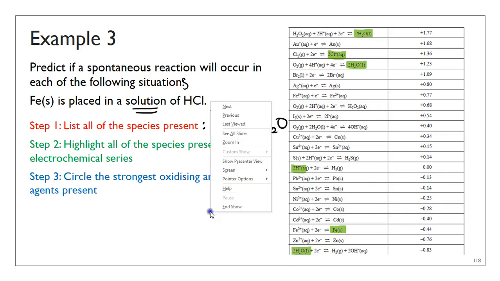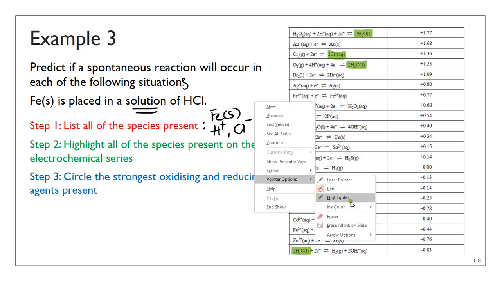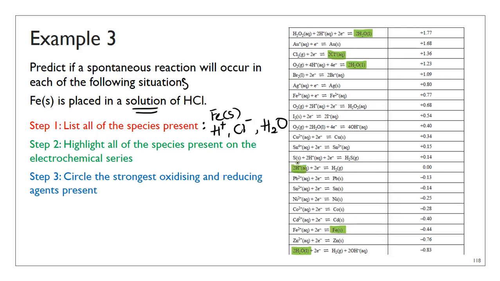Step three is to circle the strongest oxidizing and reducing agent present. So this is where the comparison that we discussed earlier comes in. If you look at the left, there are two oxidizing agents present, hydrogen ions and water, but hydrogen ion is higher, so this is the stronger oxidizing agent. If you look at the right, there are four reducing agents present. The lowest one is going to be the strongest. So these two are the strongest oxidizing and reducing agent present. If there is a spontaneous reaction, it has to occur between these two species.